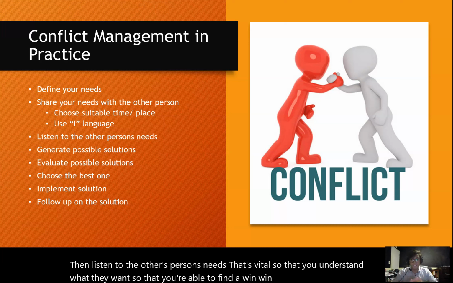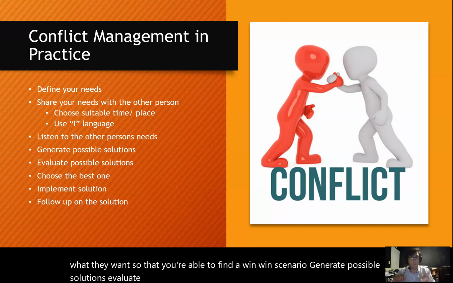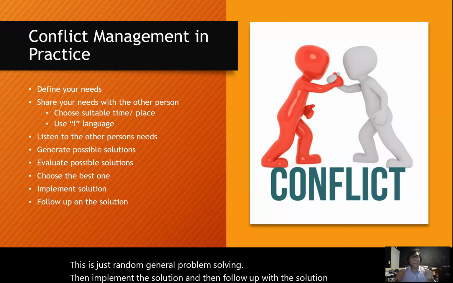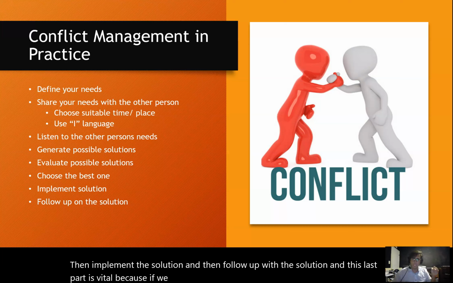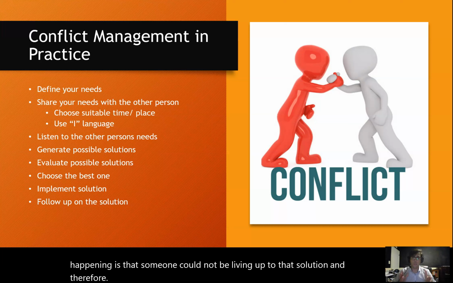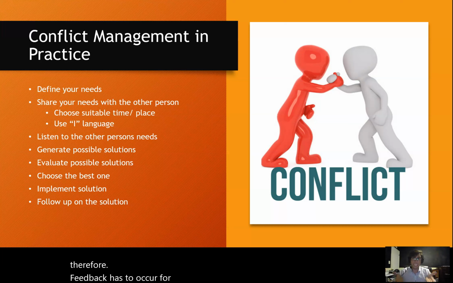Generate possible solutions, evaluate possible solutions, and choose the best one. This is just general problem solving. Then implement the solution and then follow up with the solution. And this last part is vital because if we do not follow up, what ends up happening is that someone could not be living up to that solution, and therefore feedback has to occur for both of us to be on the same page in this conflict management situation.